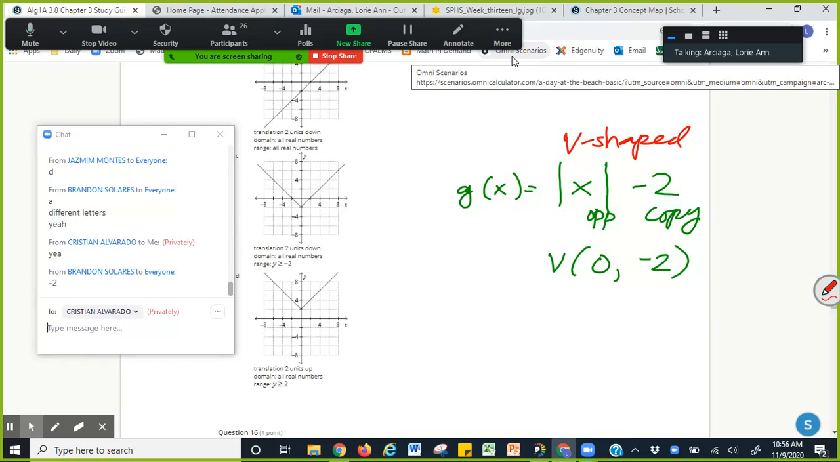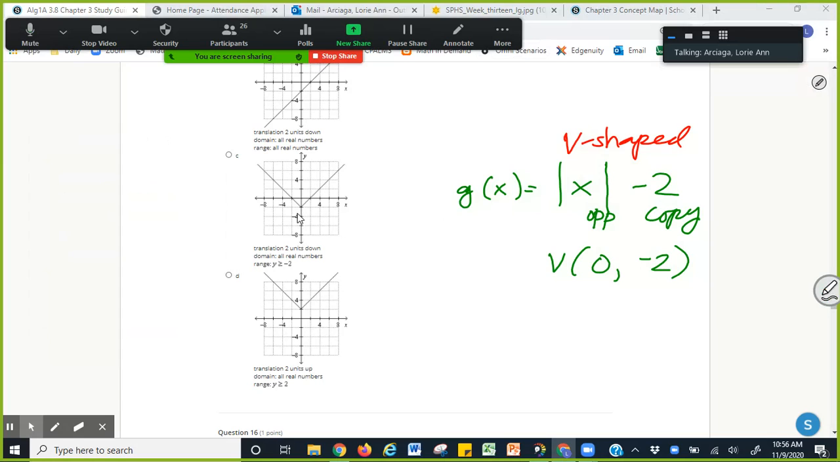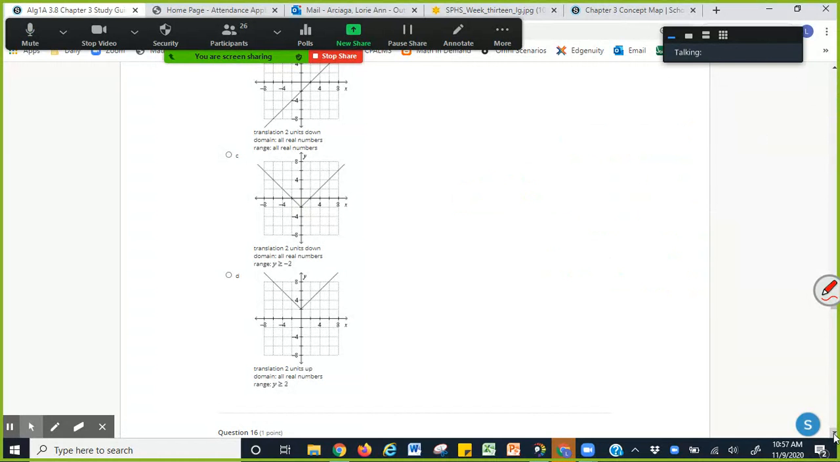Yes, very good, Brandon. Negative 2. So find that graph that has negative 2 like this. That means it went 2 down because it's negative. The domain is always the same, right? And the range always uses the y number. So that's the range: y is greater than or equal to negative 2. As long as you understood how we got the vertex last time, this part should be easy.